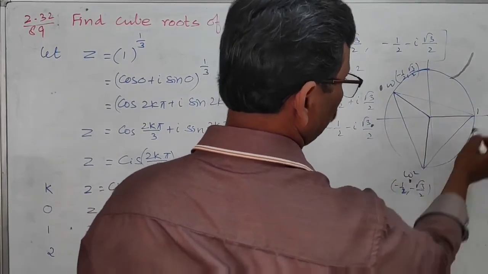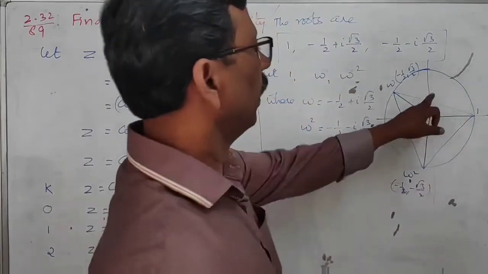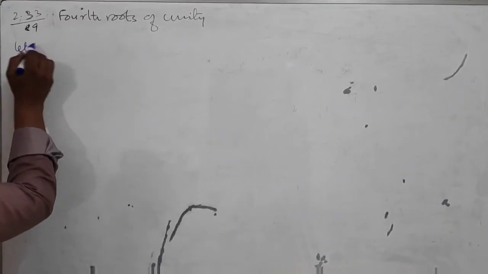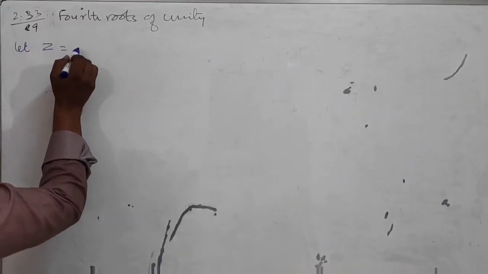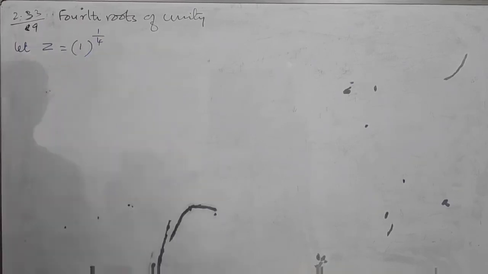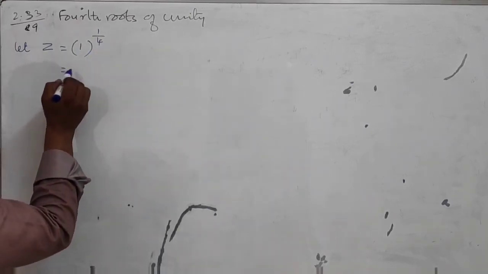See, 1, omega, omega square, these three form an equilateral triangle. Therefore it is 189. Now fourth roots of unity means you can take z equal to 1 power 1 by 4.